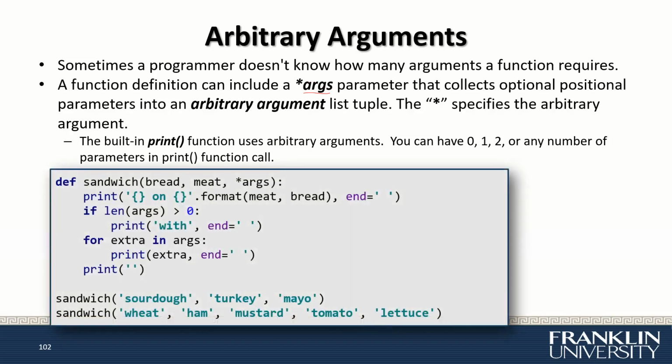For example, if I create a sandwich, like when you go to Subway or Jersey Mike's, every sandwich has bread and meat and some optional stuff that the customer might want. The optional could be a condiment, like mayo, or an additional vegetable like tomato or lettuce. I can call the sandwich with 3 arguments. I can call the sandwich with 5 arguments. The first 2 arguments are the bread type and the meat, and any other argument after the first 2 is an optional, arbitrary argument.